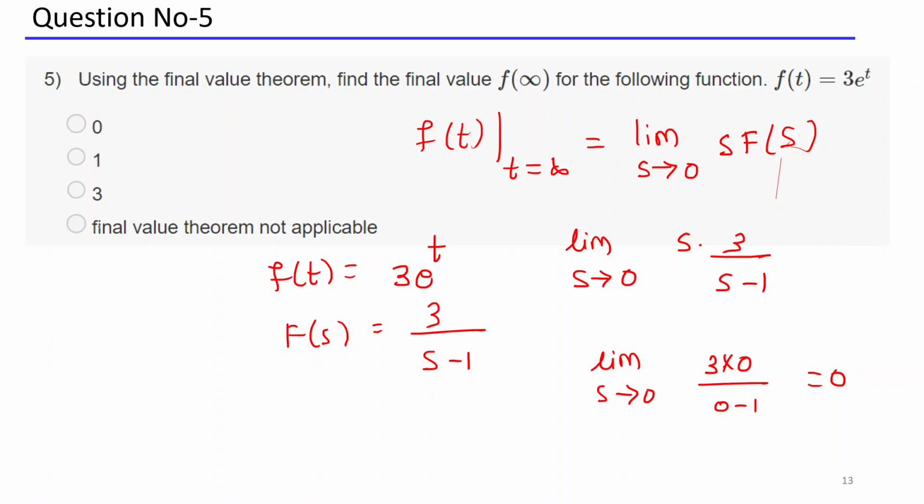So the answer should be 0, right? Yes or no? Yes, sir, it's 0, sir. Okay. So what is happening, sir? This question actually is given.